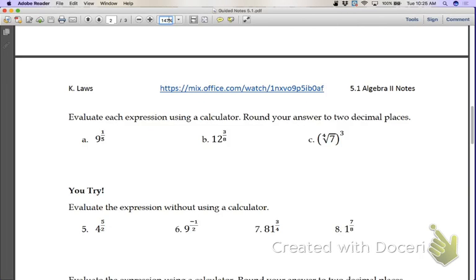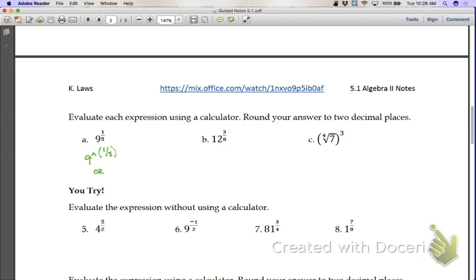Now, again, the second page says to evaluate each expression using a calculator and round your answer to 2 decimal places, so you'll actually round and use a calculator. With these, if you do 9 to the 1/5 power, you can do it one of 2 ways. You can go 9, then hit the caret button, and I would put a parenthesis around 1/5.